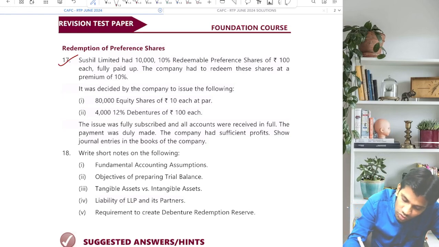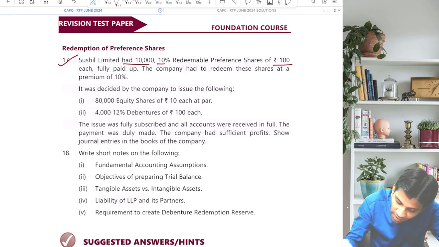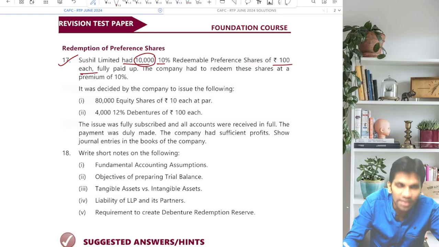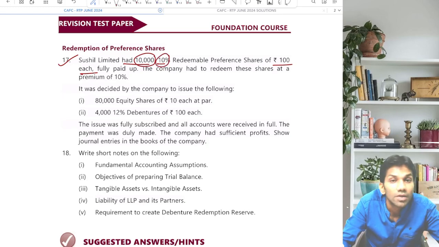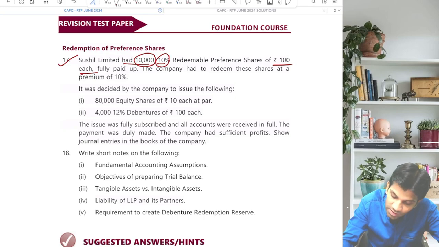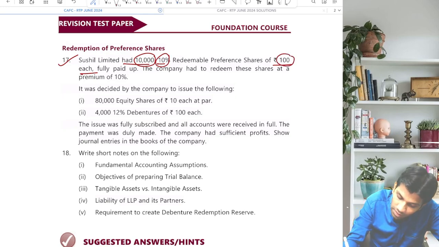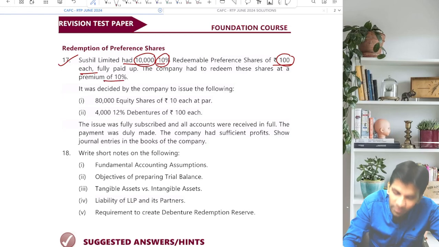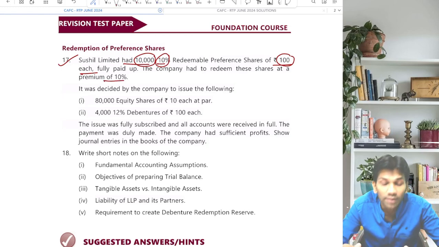Let's start. Sushi Limited had 10,000, 10% redeemable preference shares of 100 each. Number of shares 10,000, 10% is the dividend rate, and 100 rupees is the face value. The company had to redeem the shares at a premium of 10%. Now, two more things I would like to discuss.